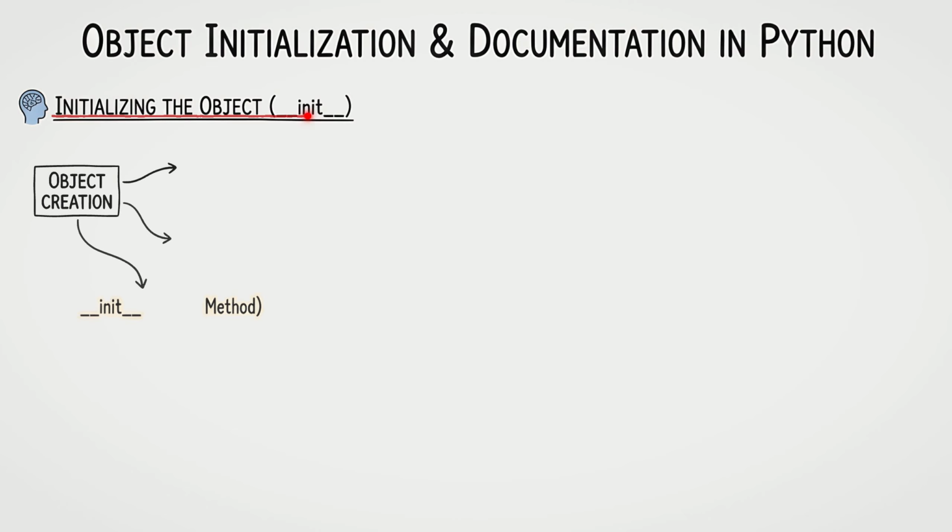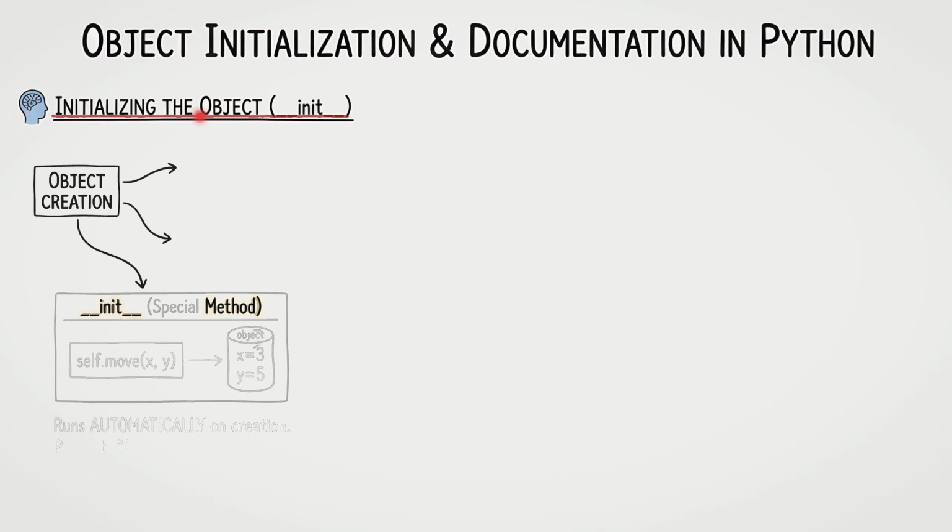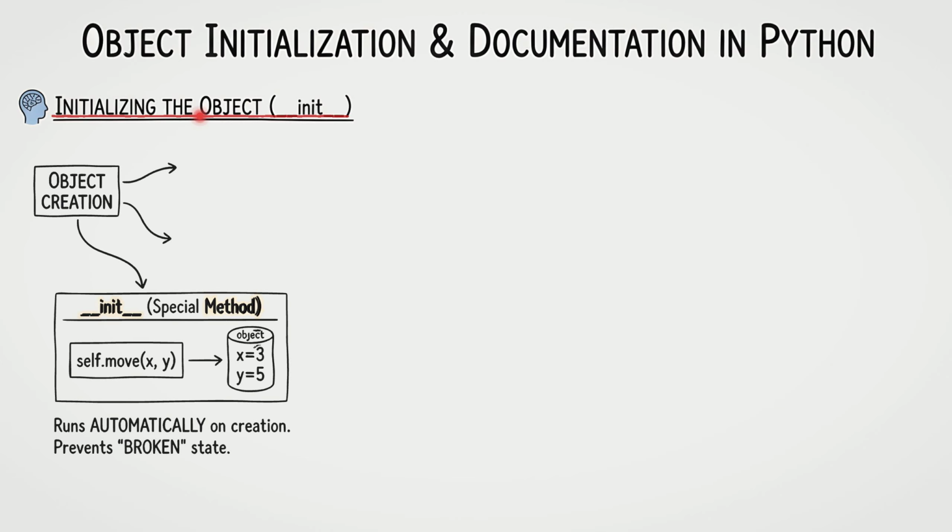Let's focus on initializing the object. Python handles this using a special initialization method named __init__. You'll notice the double underscores around it. Developers often call this a dunder method. This tells the Python interpreter that it's a special built-in method. So how does it work? As you can see down here, this special method runs automatically on creation.